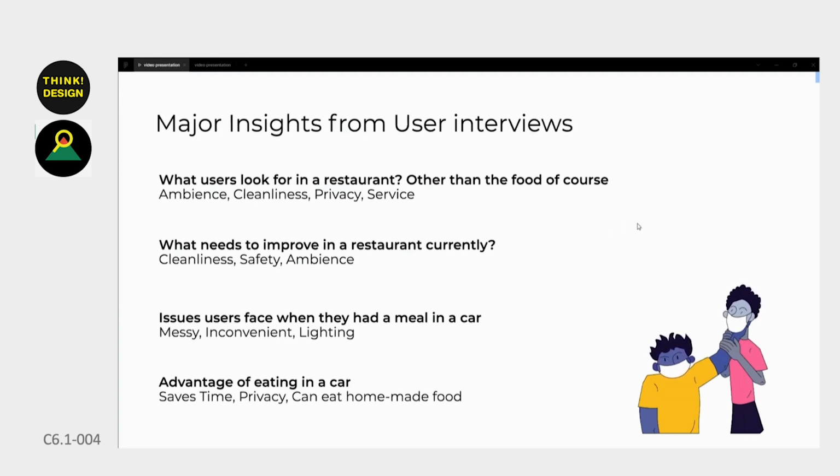When asked what they look for in a restaurant other than food, they said the cleanliness, ambience, and privacy were the most important. And then they also felt that the cleanliness, safety, and ambience also had to improve in the restaurants currently. When asked about what issues they faced when they were having a meal in their car, they said it was messy and it was inconvenient. There was no proper space to keep their food in. That was some of the major problems they had. And when asked about the advantages of eating in a car, they said it saves time, it's very private, and they're also able to eat homemade food.